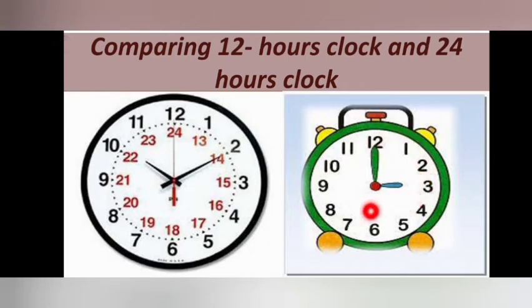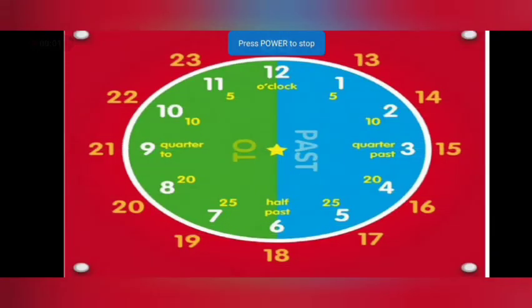In the 12 hours clock, the hour hand moves round the clock twice every day. But in the 24 hours clock, how many hours are there? There are 24 hours. It means how many hours are there in a day? 24 hours in a day. In this clock, the hours show from 1 till 24. For further explanation, now let's see this 24 hours clock.